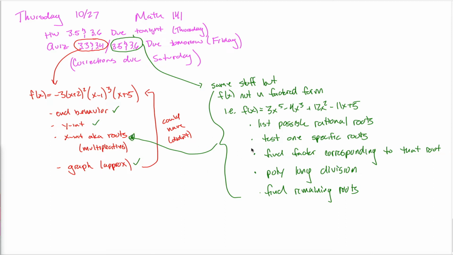So what I'm trying to say is on your quiz, from 3.3 and 3.4, we'll do all this stuff. From 3.5 and 3.6, I'm just going to ask you to find the roots. You could do the rest of this stuff, but I'm not going to. And you'll see the homework does that same thing. You're not doing a lot of graphing. You're just doing this over and over again. It's a long process, but the good thing is it's very predictable.